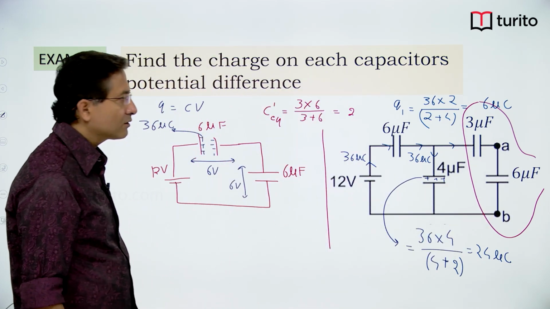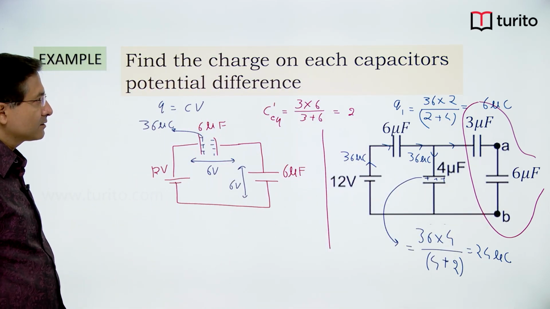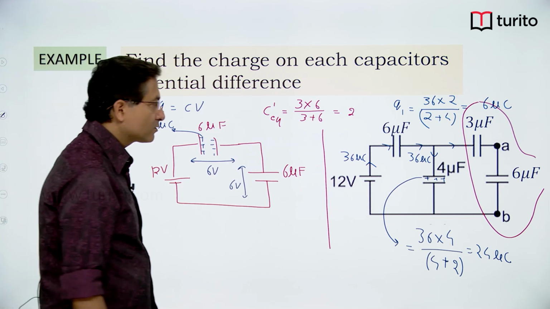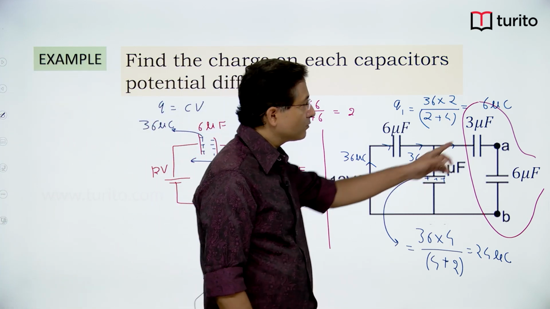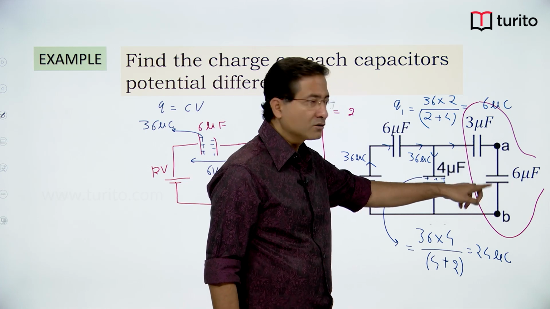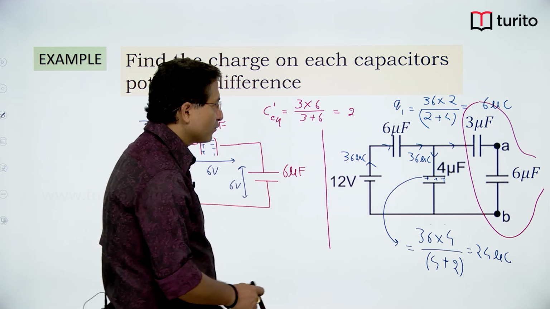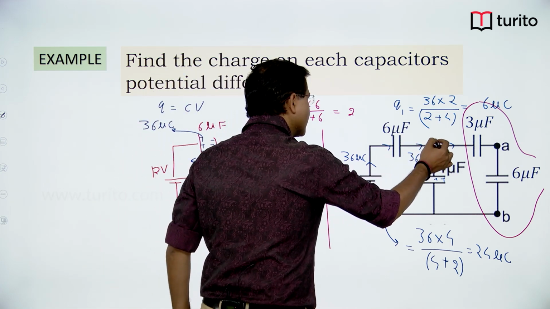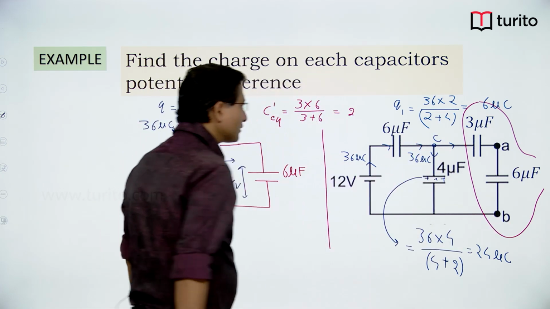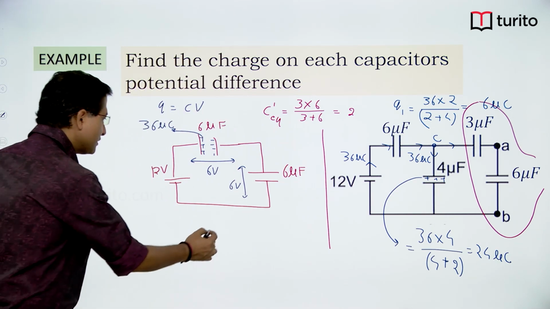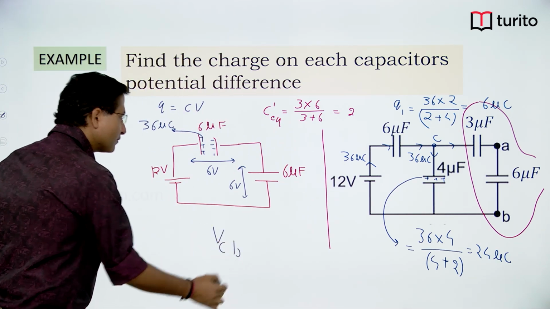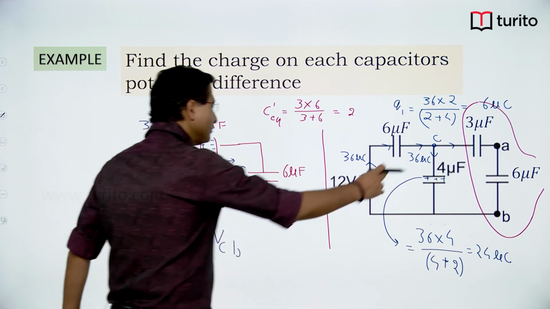Now once you have charge, you can find out the potential difference, right? Q is equal to CV. So across any point, for example, if I ask CB, what is the potential difference across CB? VCB. So you can locate VCB here.